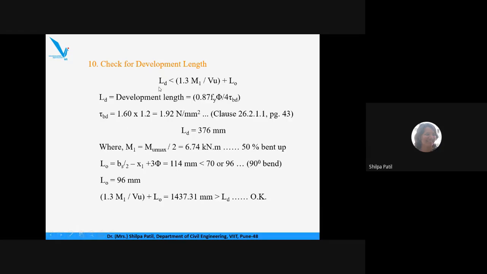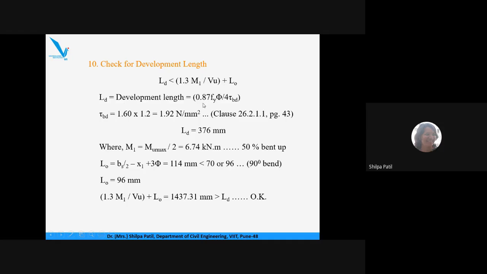Development length is calculated by LD. The formula is 0.87 Fy phi divided by 4 tau BD. Okay. And there is a condition for LD: the LD should always be less than 1.3 M1 divided by VU plus L0. So we will first calculate LD by making use of this formula.